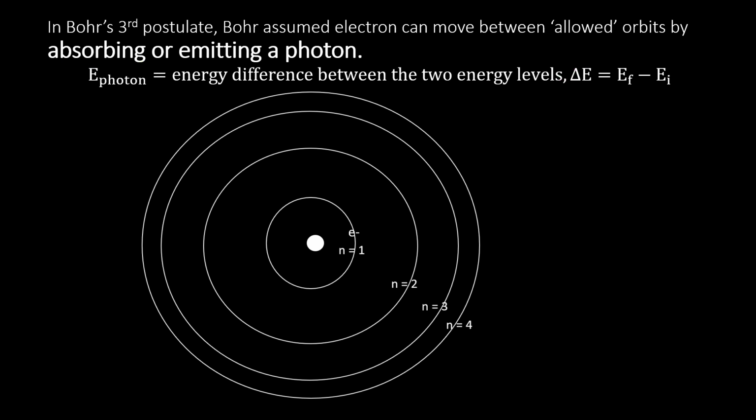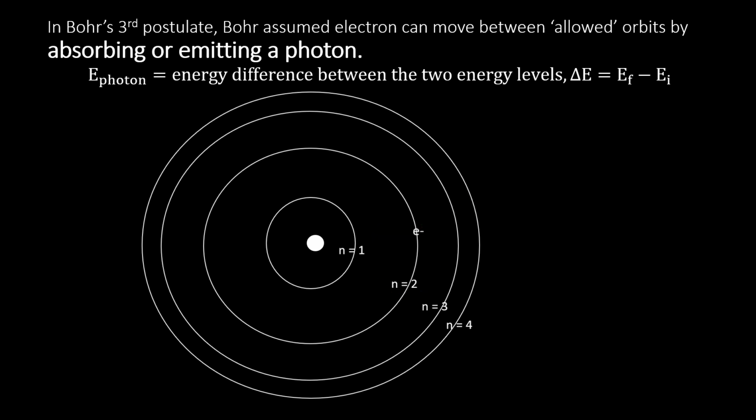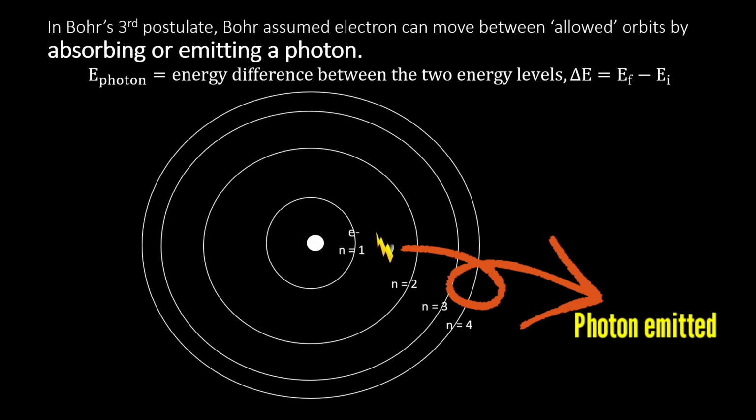For example, an electron at first is at n equals 1. In order for the electron to move to a higher energy level, for example n equals 2, the electron must absorb a photon. When energy is absorbed by the electron, the electron can move to the higher energy level n equals 2. At the higher energy level, n equals 2, the electron is unstable and therefore will move back to the lower energy level n equals 1 by emitting a photon.